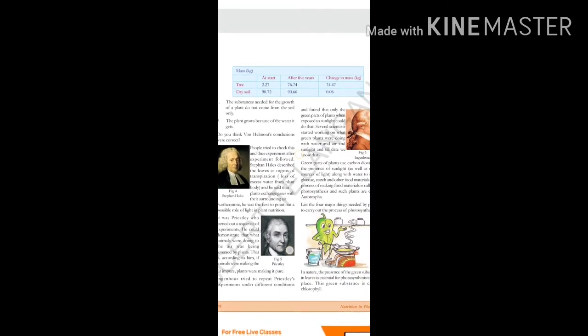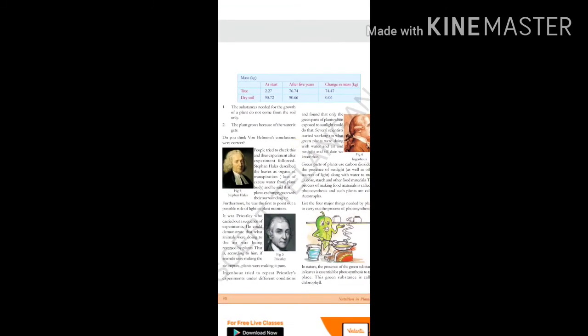Here, this table you have in the 7th class textbook, where the mass of the tree at the starting was 2.27, and the mass of dry soil was 90.72. After 5 years, the mass of the tree was 76.74 kgs and the dry soil reduced to 90.66. The overall change in mass of the tree was 74.47 kgs, and the dry soil reduced only by 0.06.